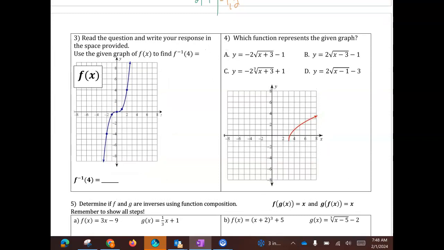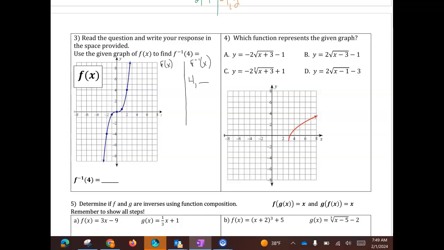All right, read the question and write your response in the space provided. So we need to use this given graph of f of x to find some coordinates from the inverse function. So again, this is about f of x and the inverse. I need to figure out what f -1 of 4 is. So I need the y value if in the inverse function x is 4. So I know x is 4. I need to know the y value.